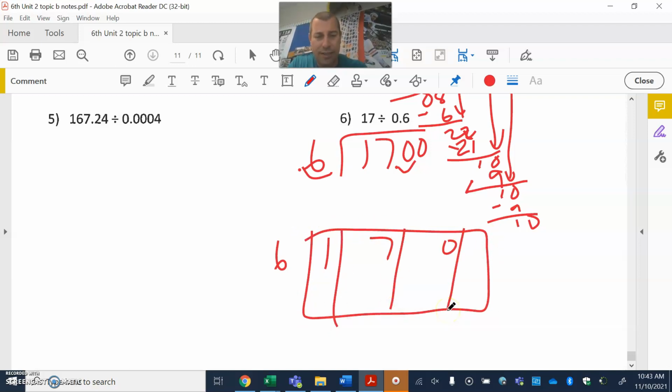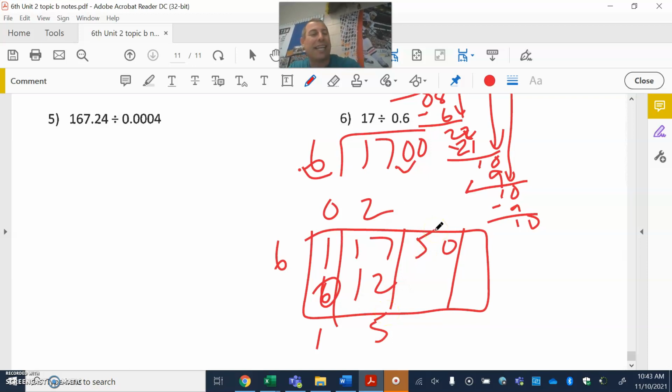So again, I'm going to go box method here. All right. How many groups of 6 can we take out of 1? None. All right. So we're going to multiply. Bring it on up. I can take 2 groups out. 6 times 2 is 12. Subtract, get a 5. Bring it on up. How many groups of 6 can I take out of 50? Well, that would be 8. 8 times 6 is a 48. Subtract. Now, wait a second.